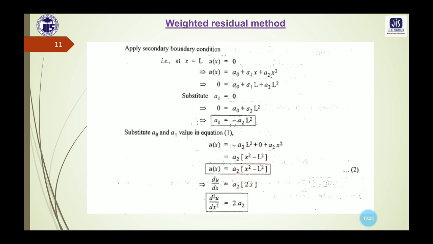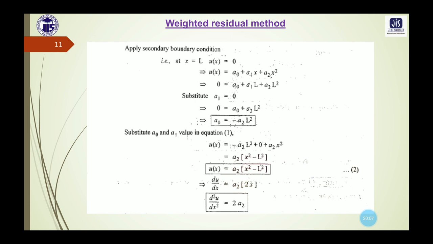Now if we put the values of a0 and a1 in equation number 1, that is the first equation where we assumed the trial function, in that case we are getting u(x) equals minus a2L square plus 0 plus a2x square. The 0 is for a1. So that means we are getting the mathematical representation of u(x) in terms of a2, and this is equal to a2 multiplied by x square minus L square.